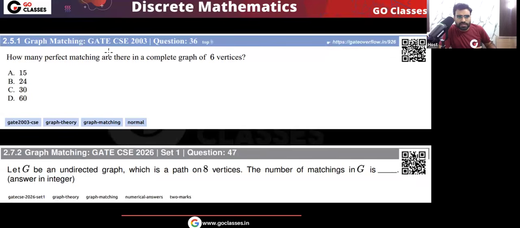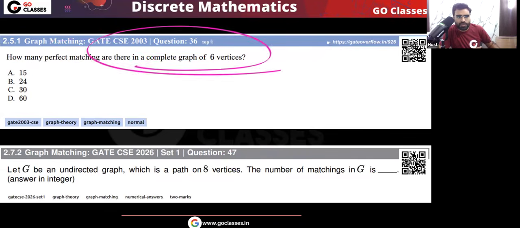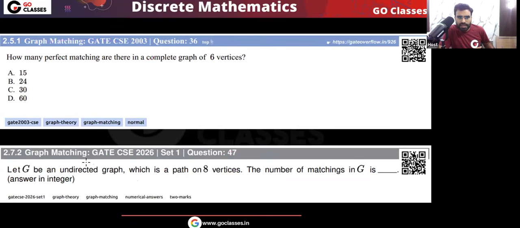Now these are GATE PYQs based on counting the number of perfect matchings and counting the number of matchings. These we will solve in this lecture. You can see this is a GATE 2003 question. It is asking you to count the number of perfect matchings in a complete graph on 6 vertices, and this is a GATE 2026 question, so this is the latest question. It is asking you to count the number of matchings in a path graph on 8 vertices. So these two questions we are going to solve in this session.